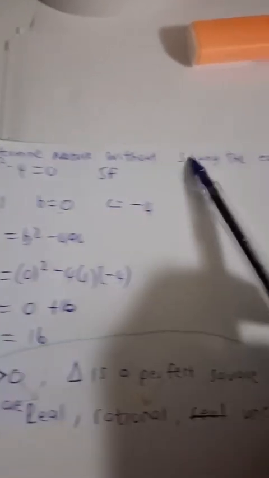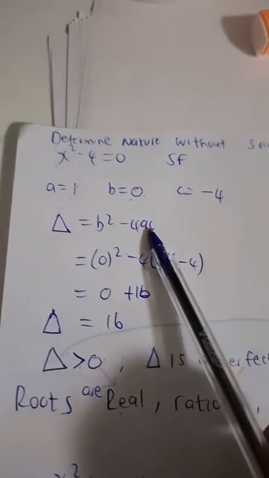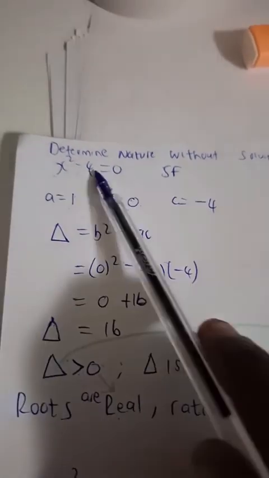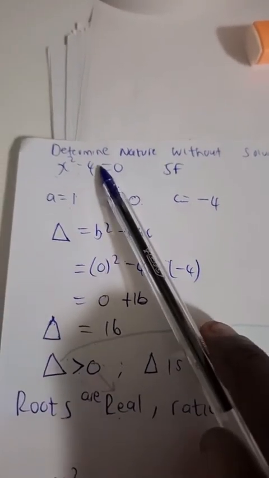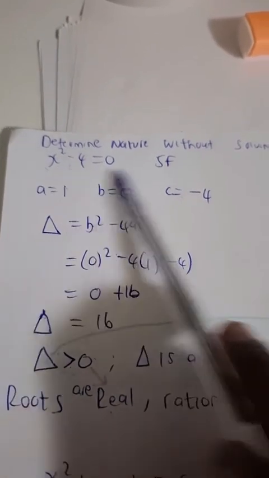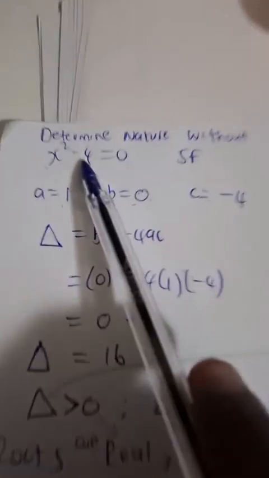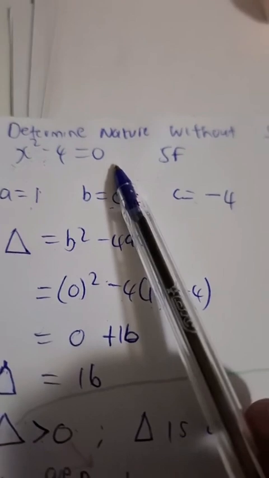For the benefit of the learner that asked me to repeat: remember, when you are asked to determine the nature of roots without solving the equation, they are simply asking us to use the discriminant to describe the nature of roots. So the steps that we need to follow, we should remember. Step number 1, write the equation in standard form. This is standard form.